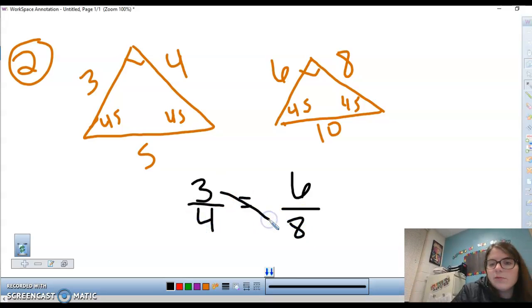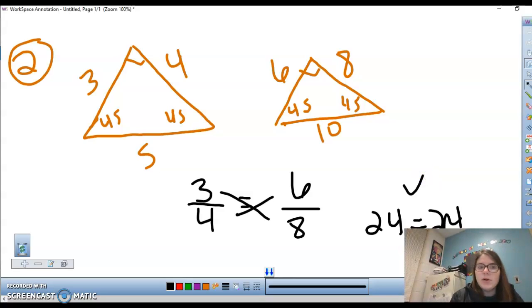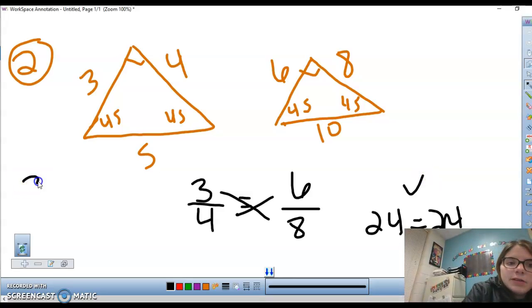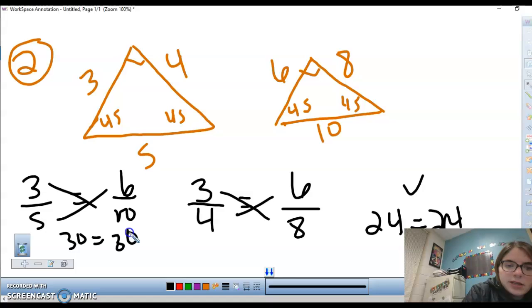So if I do 3 times 4, I'll get 24, and 4 times 6 would also give me 24. Ka-chow! I also need to do the other one. So if I have 3 on the other side, I'll have 6, and then 5 and 10. So 3 times 10 is 30, and 5 times 6 is 30. Ka-chow!